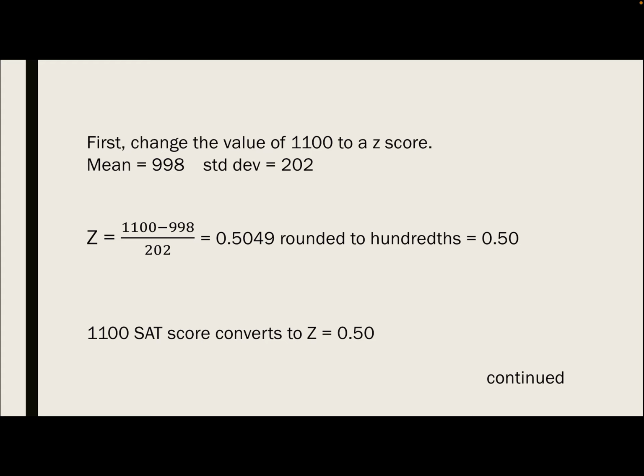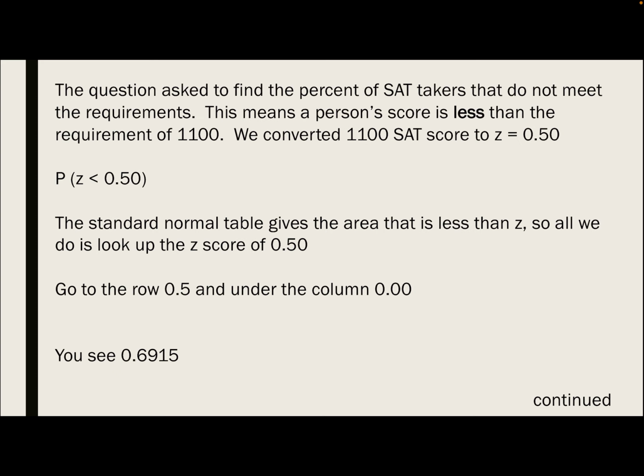First, change the value of 1100 to a z-score. 1100 minus the mean, 998, divide by 202, standard deviation. Round to hundredths, z equals 0.50. The question asks to find the percent that do not meet. That means the person's score is less. Okay, so we're going to be looking for the probability z is less than 0.5.